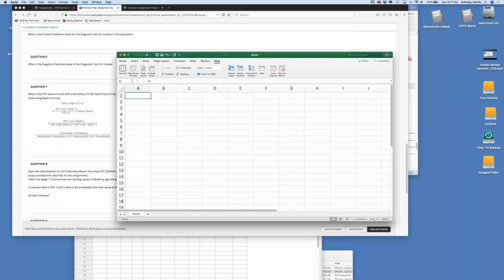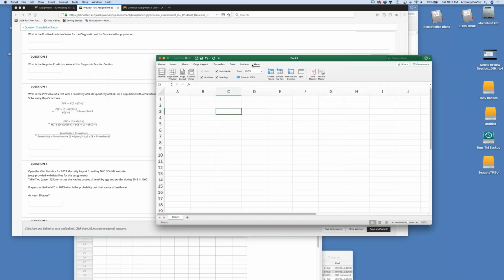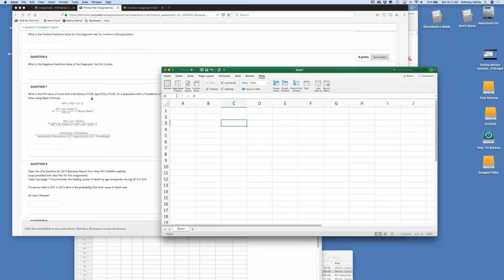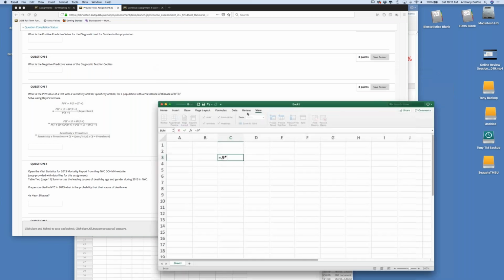Okay, so let's go through this. The top part of this equation is pretty simple. It's just the sensitivity times the prevalence. So the sensitivity is 0.9 times the prevalence, which, if I go back and look, we said is 10%, so 0.1.